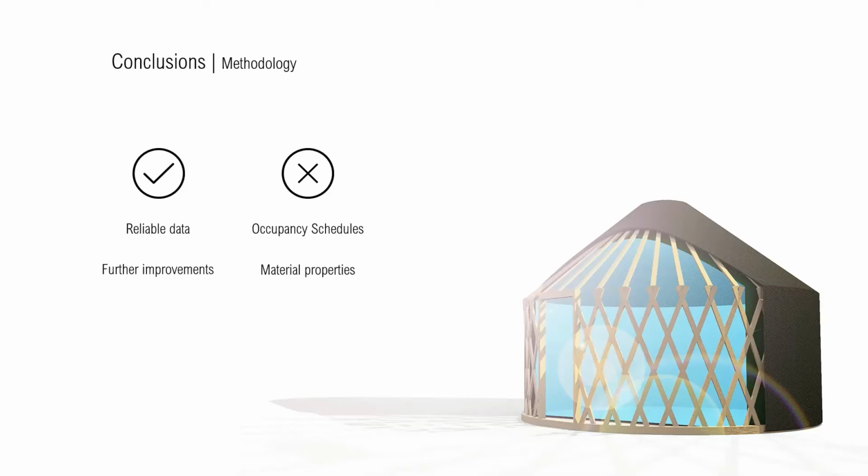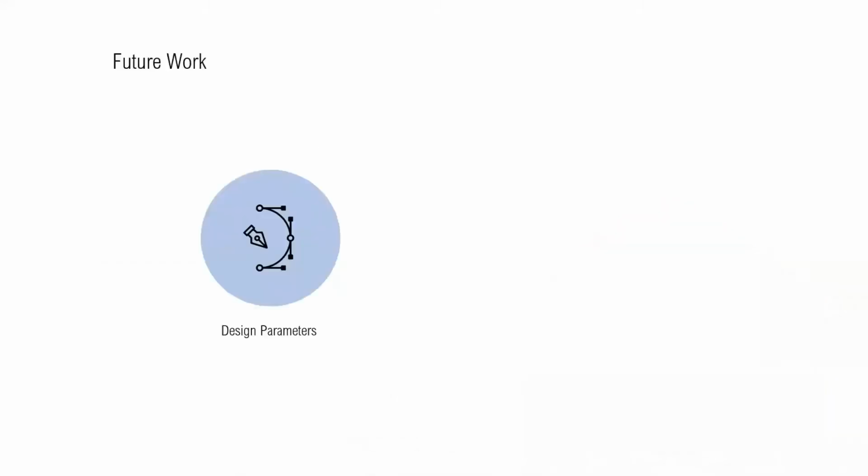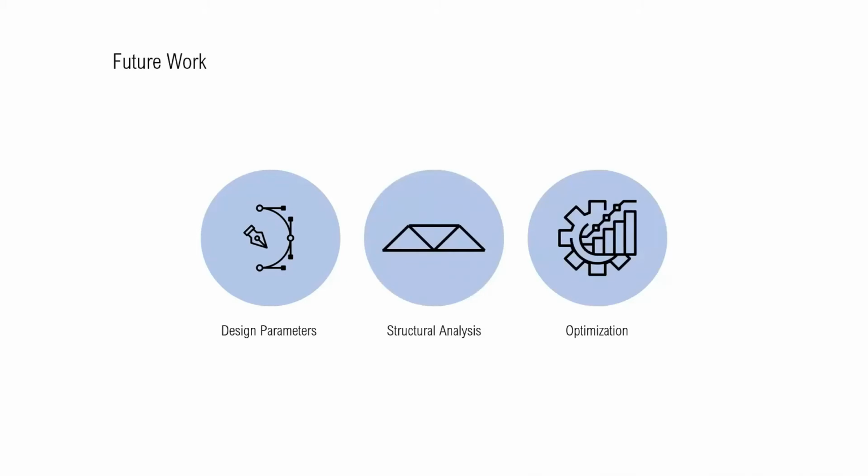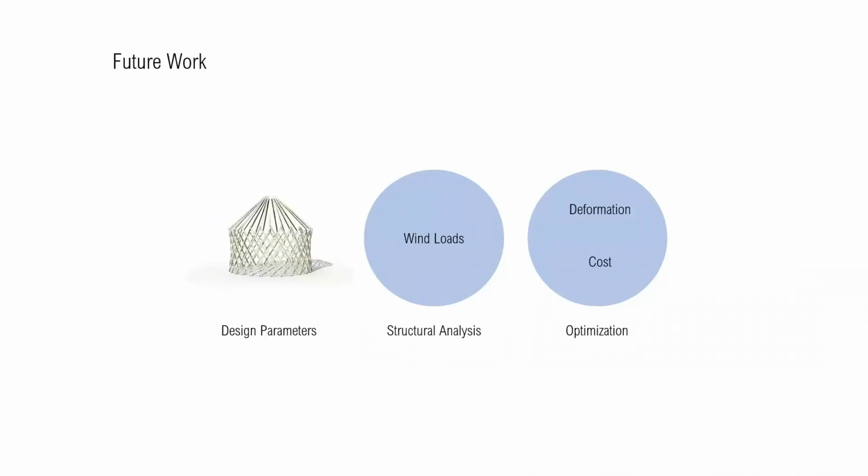Future work on this topic is going to be conducted around the exploration of design parameters and its integration with structural analysis and optimization. This can be done through analysis of wind load's impact on the structure, and with the results, it is possible to apply a multi-objective optimization approach to minimize the shelter deformation and minimize its costs according to the materials and defined design parameters.